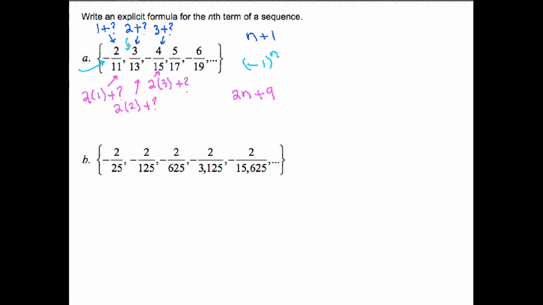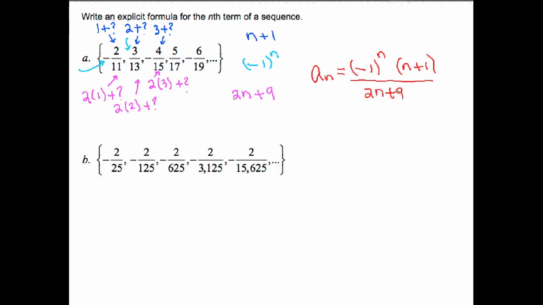So there's my multiplier. Now I can go ahead and write out the explicit formula for the nth term of this sequence. The explicit formula for the sequence a sub n is equal to negative 1 to the n times n plus 1 divided by 2n plus 9.